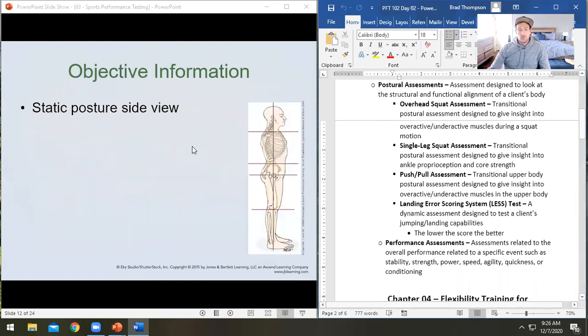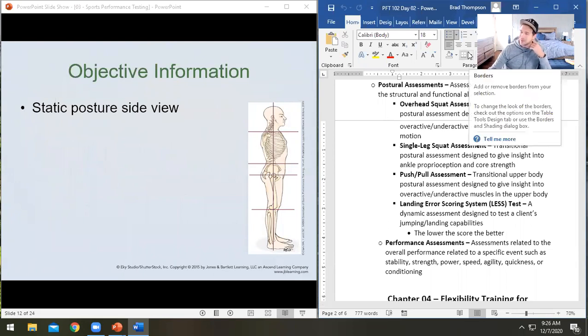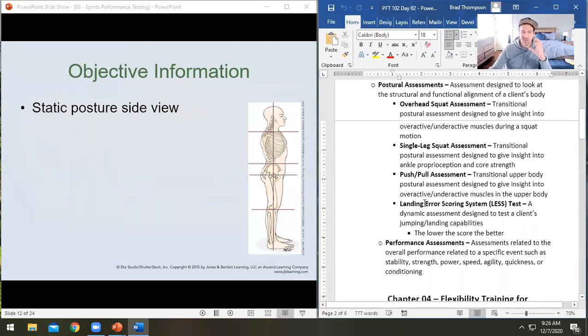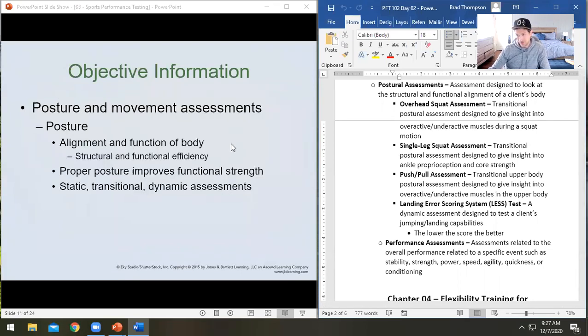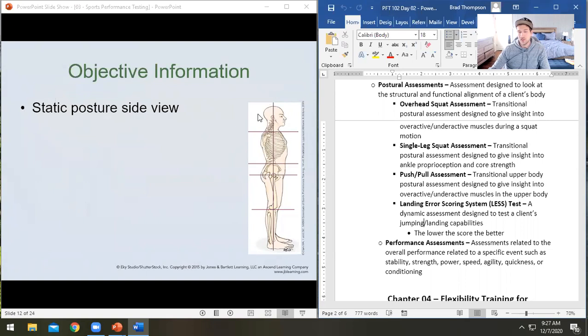So I kind of got ahead of myself. I got really into talking about the LESS test, and I was only trying to intro it. But really quickly, going through our posture assessments, we've got the static. Static postural assessments, we're going to look from the side view at the overall alignment of the kinetic chain. Is anterior pelvic tilt happening, or is posterior pelvic tilt happening? Do they have that excessive low back arch? Do they have that lumbar kyphosis? Are they rounding their shoulders?